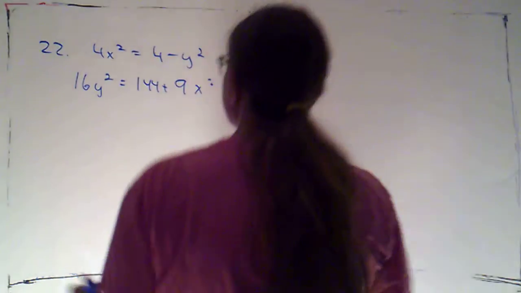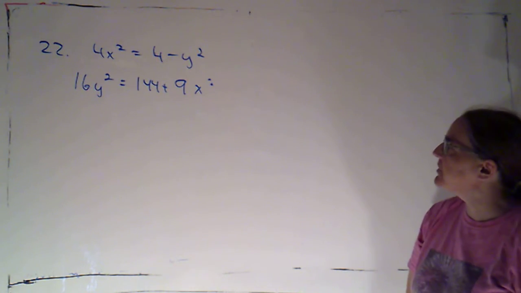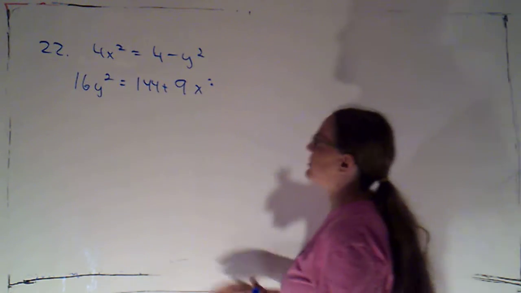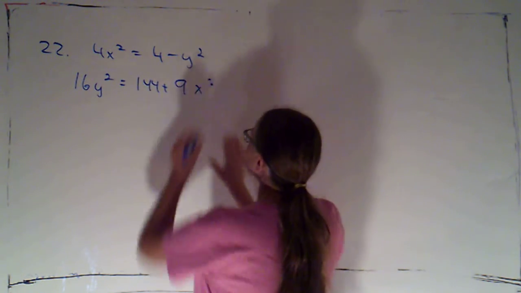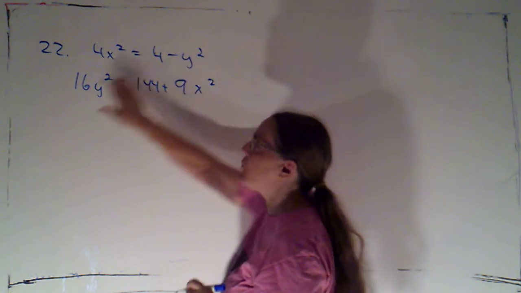Got problem number 22, an even numbered problem from the book, up here on the board. Wanted to just take a look at this. You'll notice that both equations involve the same three types of terms. We've got some x squareds, that's a 9x squared there. We've got some numbers, and we've got some y squareds.